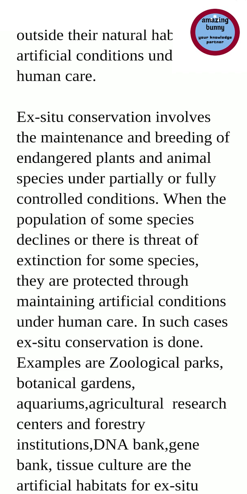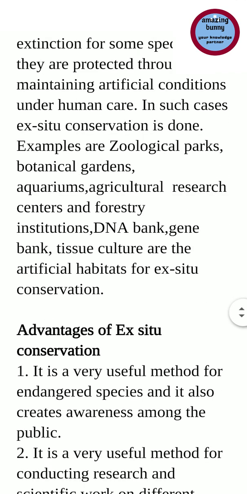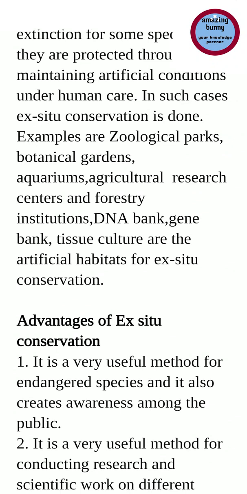When the population of some species declines or there is threat of extinction for some species, they are protected by maintaining artificial conditions under human care. In such cases, ex-situ conservation is done. Examples: zoological parks, botanical gardens, aquarium, agricultural research center, forestry institutions, DNA bank, gene bank, and tissue culture are the artificial habitats for ex-situ conservation.